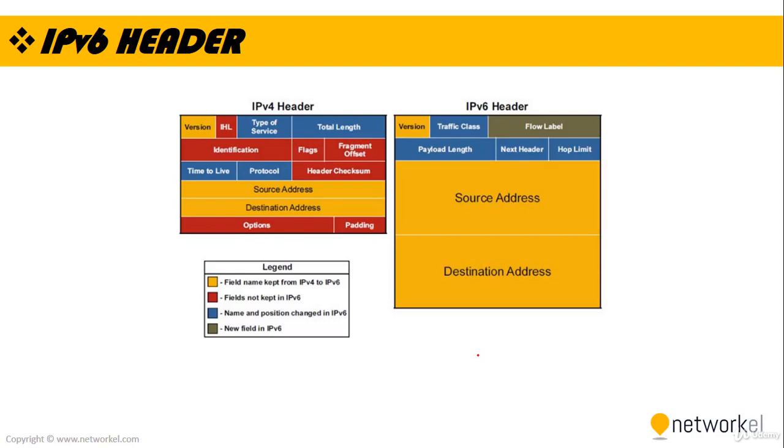The IP version 6 header is pretty straightforward. As you can see on the screen, there are 14 fields in the IP version 4 header: version, IHL, type of service, total length, and so on. But there are just 8 fields in the IP version 6 header: version, traffic class, flow label, payload length, next header, hop limit, and the source and destination addresses.